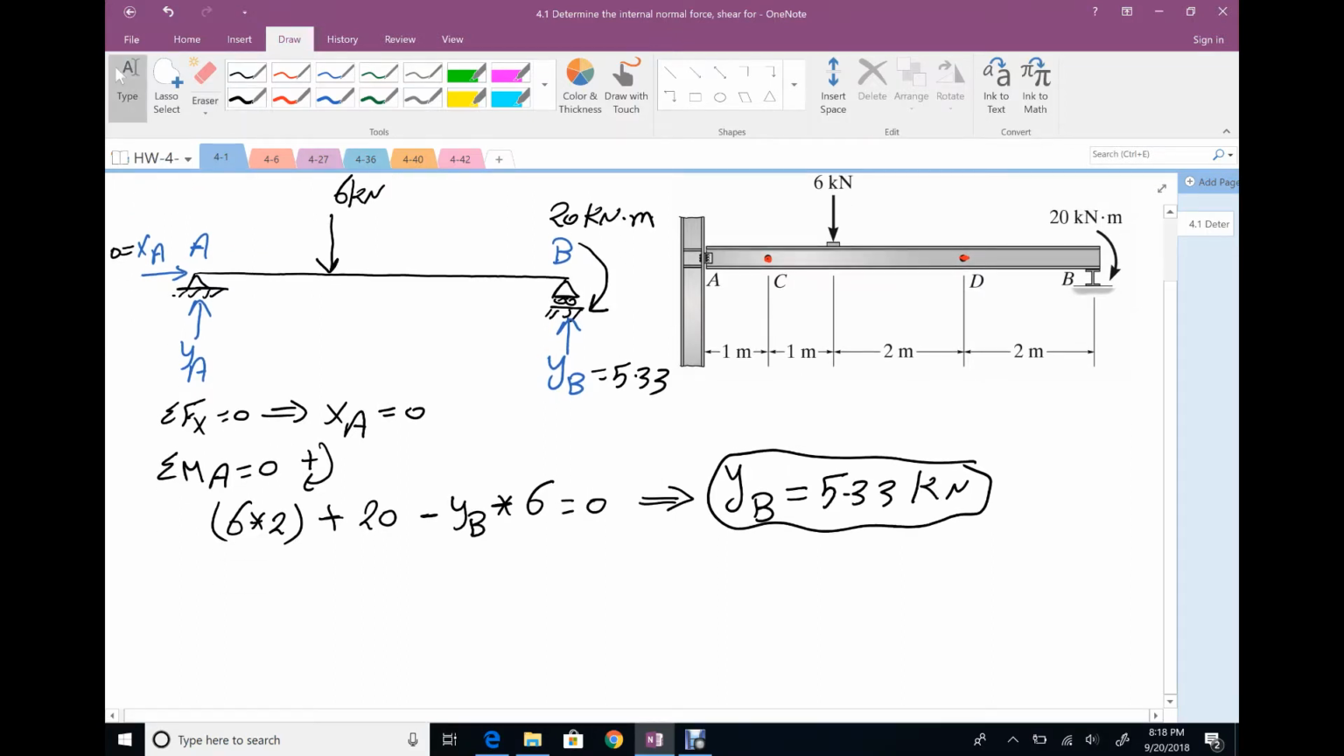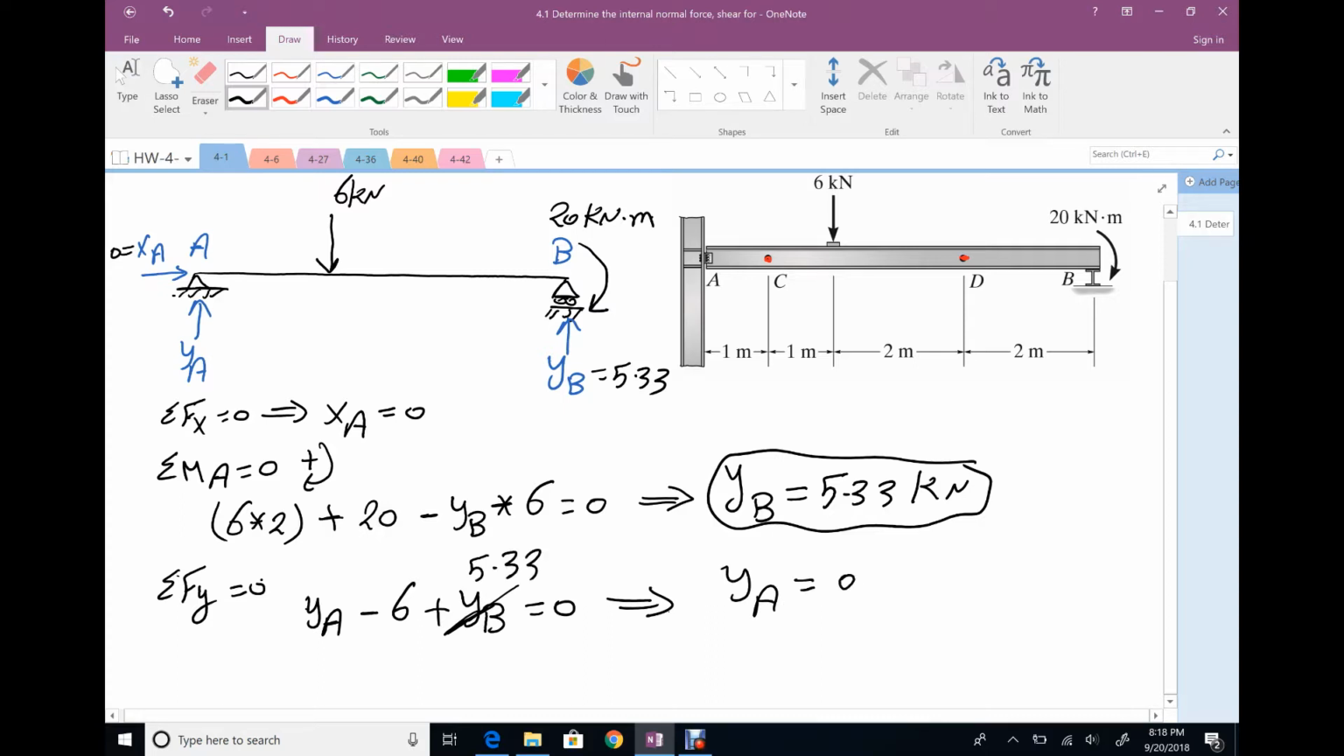The third equilibrium equation, summation Fy equals 0. We have YA negative 6, positive YB equals 0. The only unknown here is YA, where YB is 5.33. So YA as a reaction equals 0.67 kilonewton. This reaction is 0.67. This is the first step, to calculate your reaction.